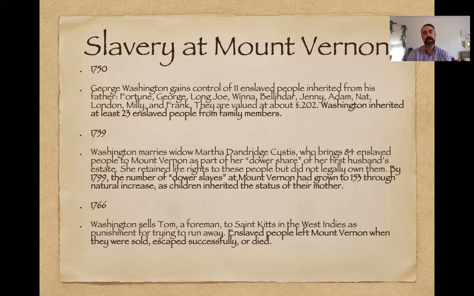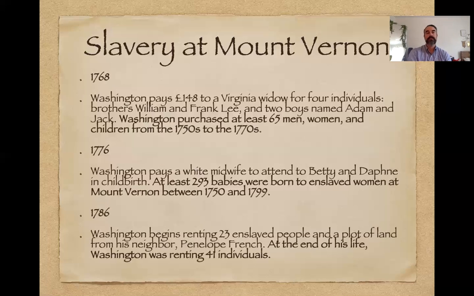Okay, now we have all kinds of examples of what slave owners would have done to runaways that were caught, and most of that time would have been making some sort of an example to them through either lashing of the back or some sort of physical abuse. In this case, Washington chose to sell the slave. And it's interesting also to read there, enslaved people left Mount Vernon when they were sold, escaped successfully, or died. Okay, that's really the only way.